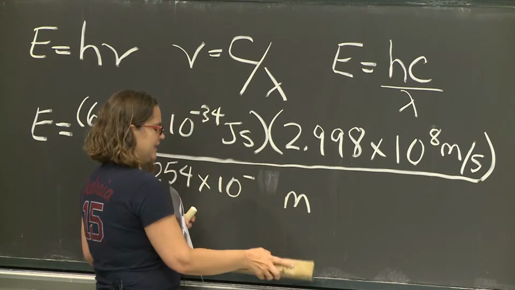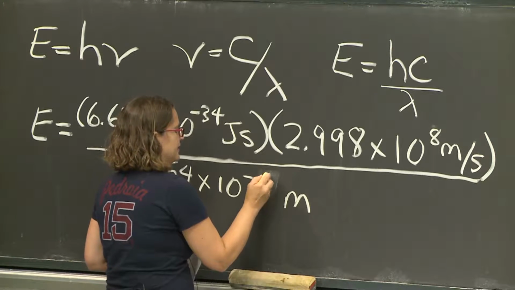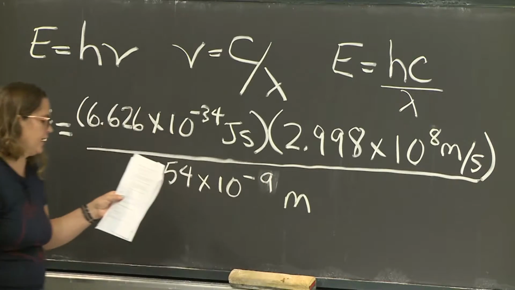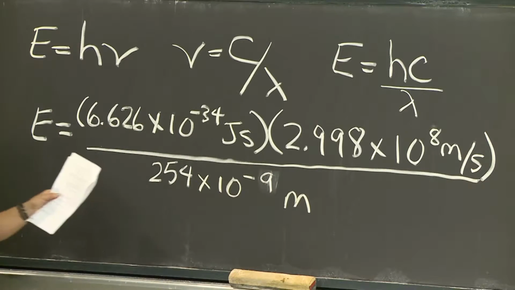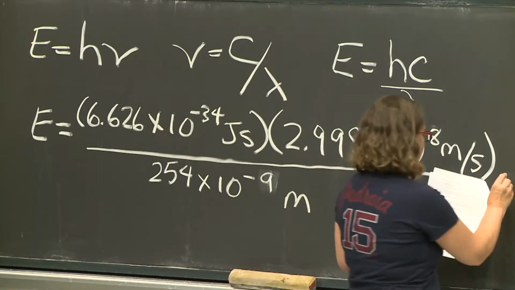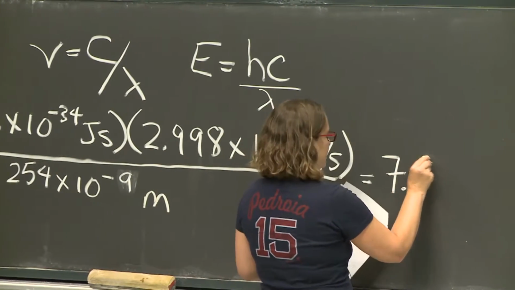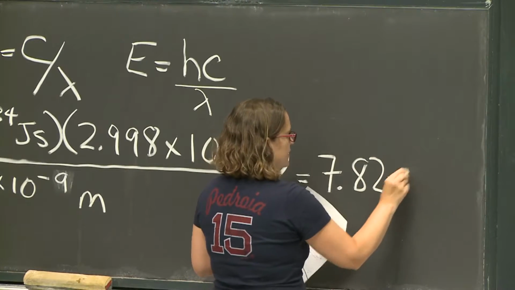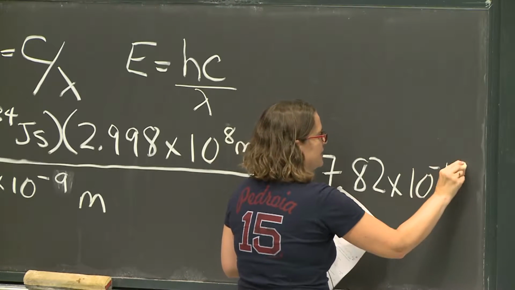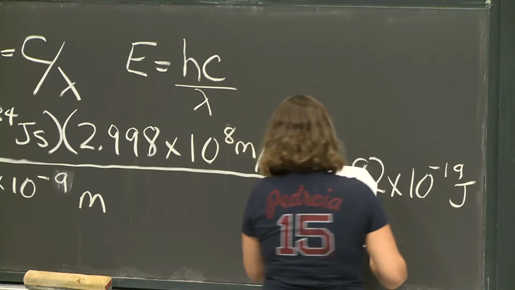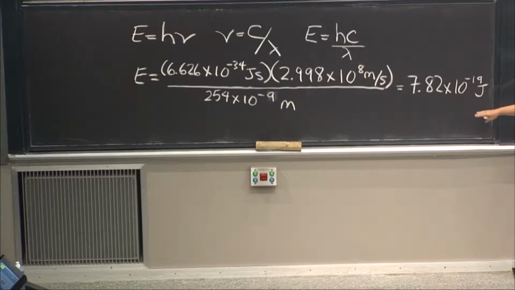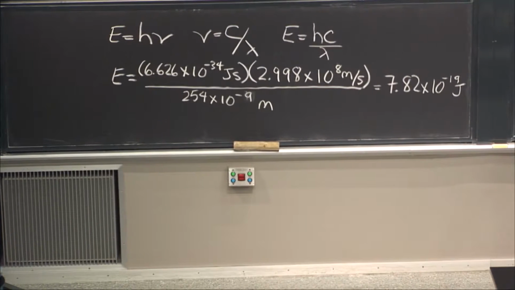I wrote down 19. I'm like, wait a minute, that's not right. Okay, so then we can do the calculation out, and here is where I got excited about 19. We have 7.82 times 10 to the minus 19 joules. And if we look at the equation, we'll see that the meters are going to cancel, the seconds cancel, and we're left with joules, which is good because we want an energy. So joules is a good thing to have.